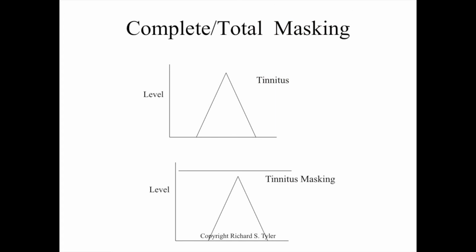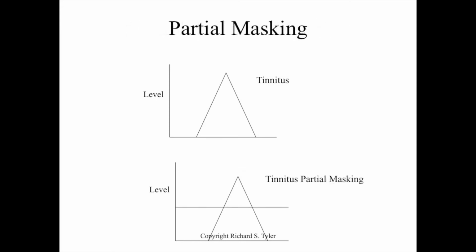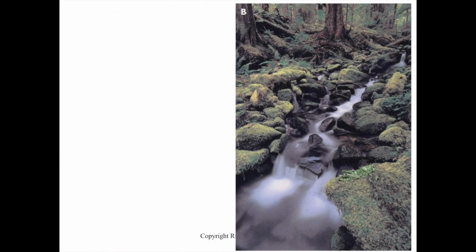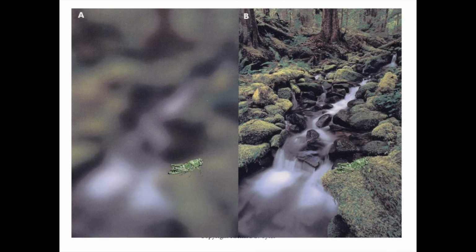So an example of this is the level of the signal on the spectrum. This is a tinnitus. This is total masking. This is partial masking, where the masker level is lower. An example from a friend, Grant Searchfield from New Zealand: you hear a cricket sound, that's your tinnitus. You play some waterfalls in the background so that you don't hear your tinnitus anymore, but maybe you didn't notice that you still heard your tinnitus all the time. It was still there. So that's the visual analogy of partial masking.